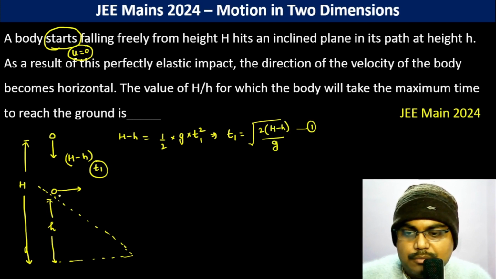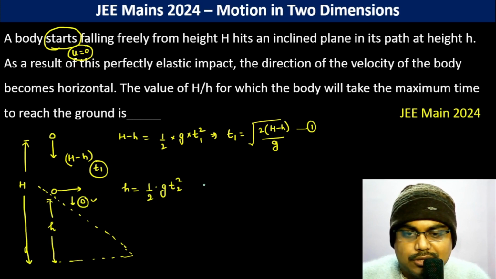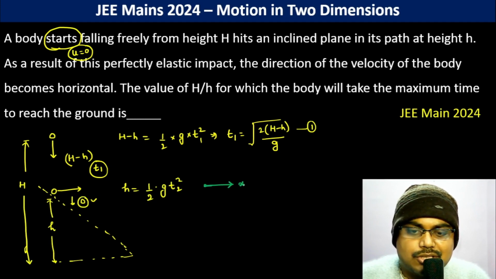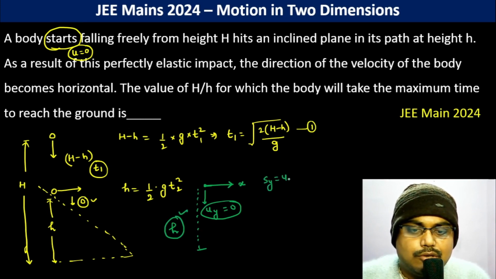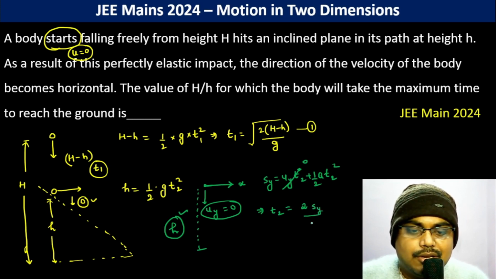This is the first one. Now after this, here the velocity in the y direction is again 0, so h is equal to half g t2 square. How? Because now look, when we look here, basically its velocity is in the x direction, so in the y direction the velocity is 0, so uy is actually 0. And now to again cover h height, we can put like this, sy is equal to uy t2 plus half into a t2 square. Initial velocity in y direction is 0, so t2 becomes root over 2 into sy divided by a, which is g.